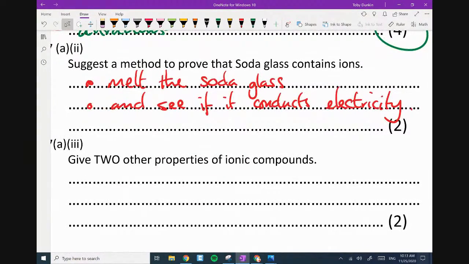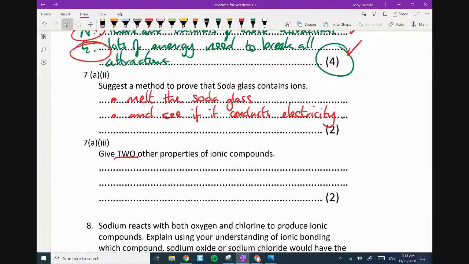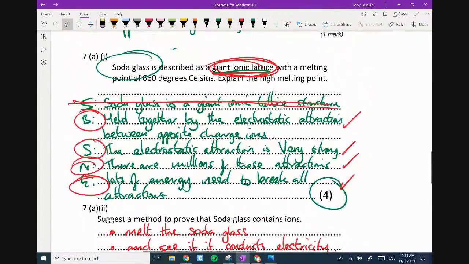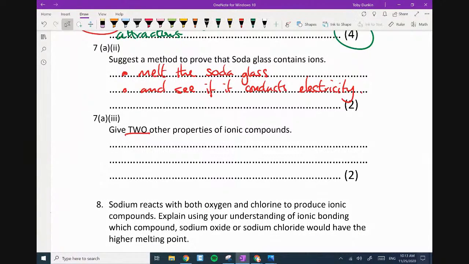Yeah? Because the problem is, all the other properties are great, and don't get me wrong. Give 2 other properties of ionic compounds. Right, hang on a minute. They've already given us the high melting point, so you can't use that. You're not meant to use conductivity either, because you've used it in that. Oh, it's really hard. Level 8, 9 there, guys. So first one, everyone will get at least 1.